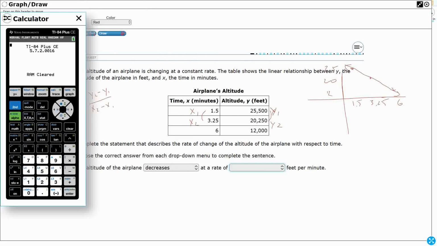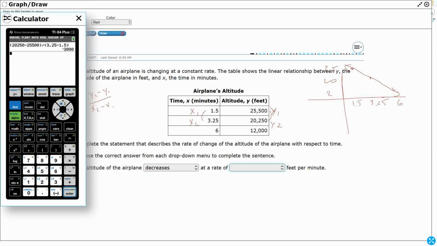All right, so my numerator is going to be 20,250 minus 25,500 over, and then I need my x2, 3.25 minus 1.5, and that is going to give me a negative value because it is a negative slope. It is descending at 3,000 feet per minute.